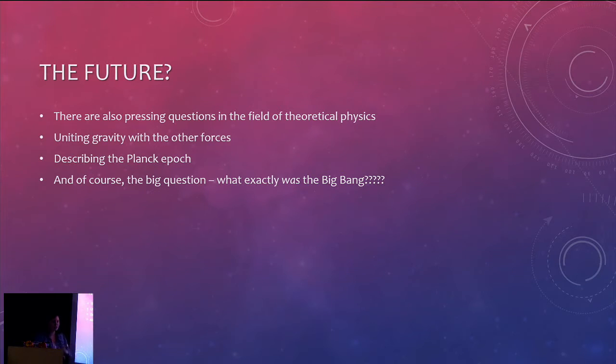There's also a lot of pressing questions in theoretical physics. First of all, uniting gravity with the other three forces, which is pretty important because that would allow us to describe the Planck epoch. And, you know, that's kind of an issue. Right now, the equations of physics, which are supposed to make accurate predictions about the entire universe, don't work for part of it. And that's kind of an issue.